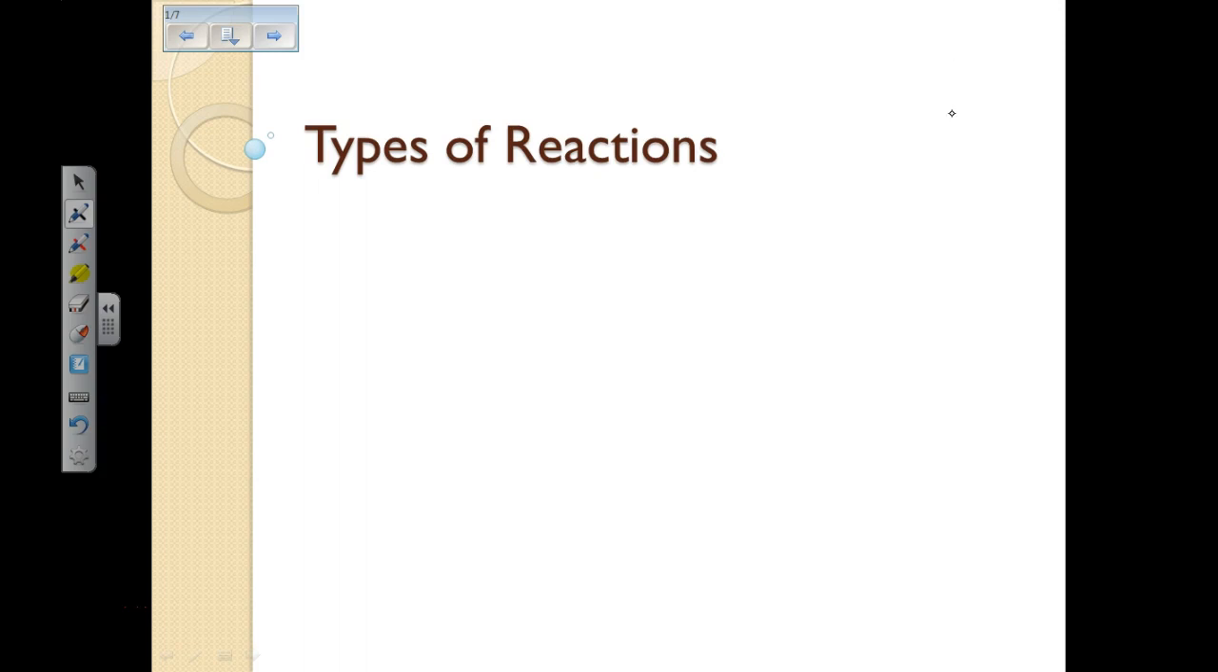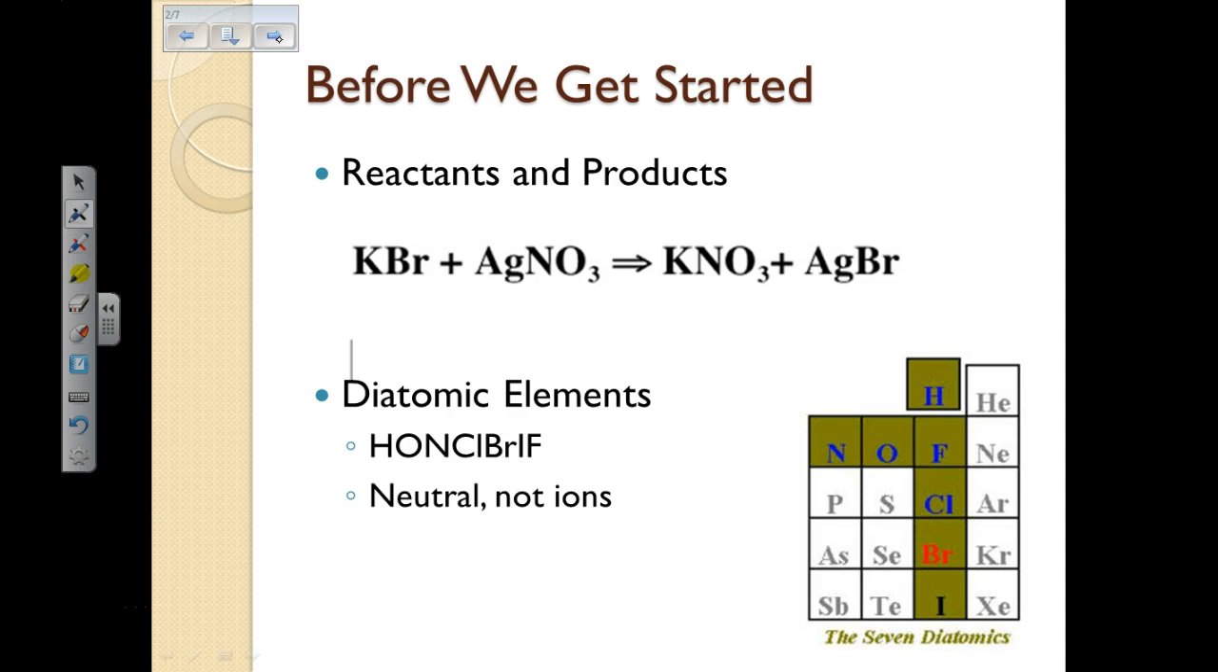Everybody, I want to spend a little bit of time going over some types of reactions. We're going to talk about double replacement reactions in this video, but before we get started, I want to make sure that we go over some definitions here and some other things. And so we want to talk about products and reactants.